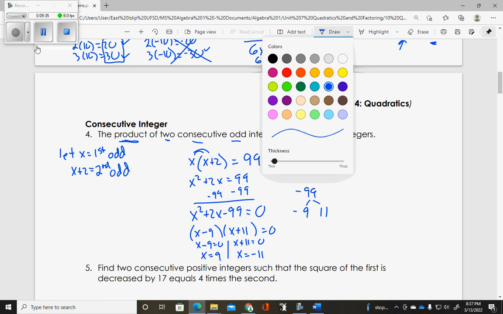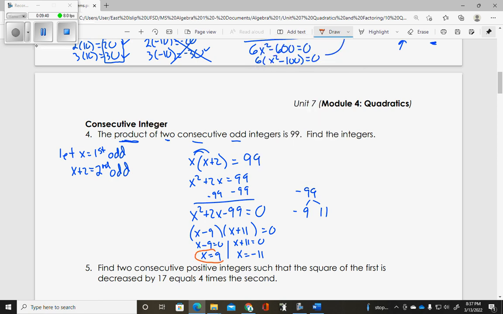So when I go back to my let statement, when I substitute in my first value of x equals 9, I get that the first odd is 9. And when I plug the 9 in here, 9 plus 2 is 11. So 9 and 11 is one set of consecutive odd integers. Okay, the odd integers are not 9 and negative 11. Those aren't consecutive, right? So I use just my first value of x and plug that into both of my let statements.